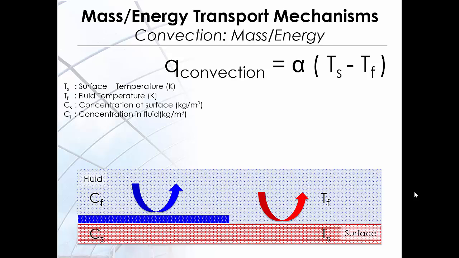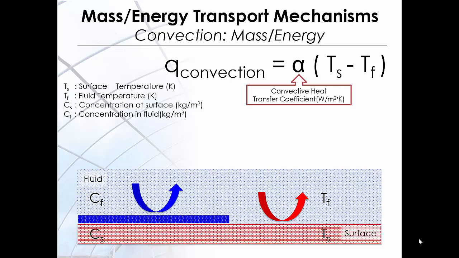And we're going to call the heat flux density Q convection in our example. So Q convection equals alpha times the temperature difference between the surface and the fluid. In this equation, alpha represents the convective heat transfer coefficient.